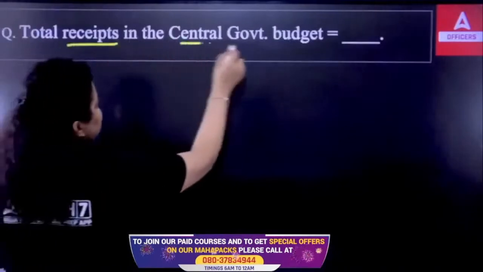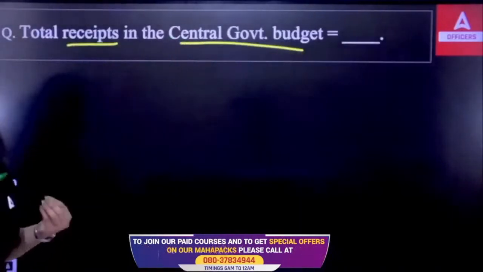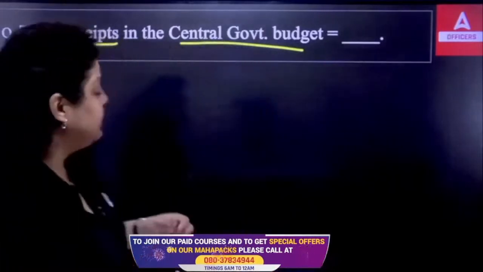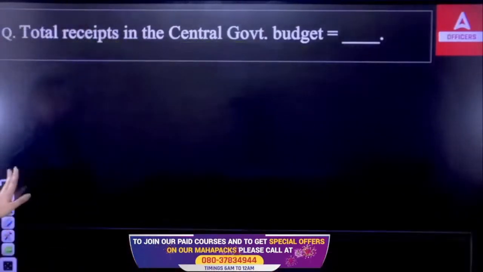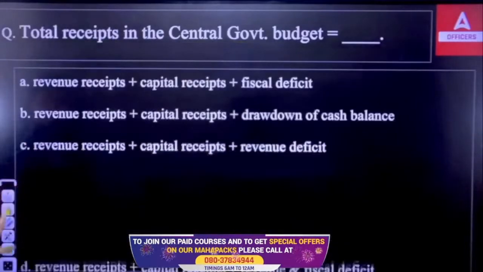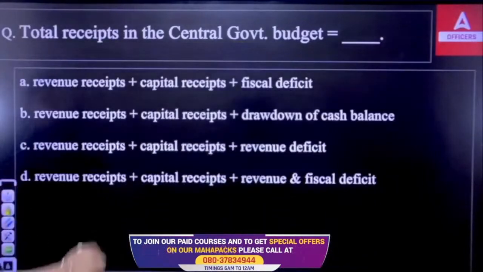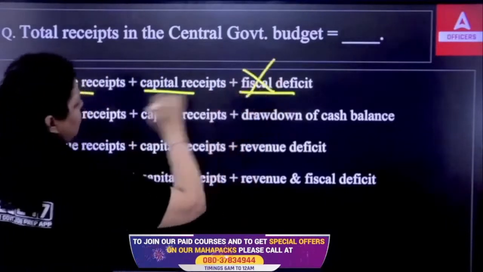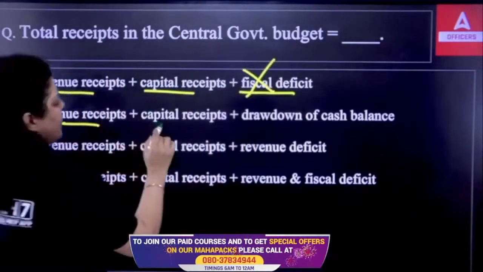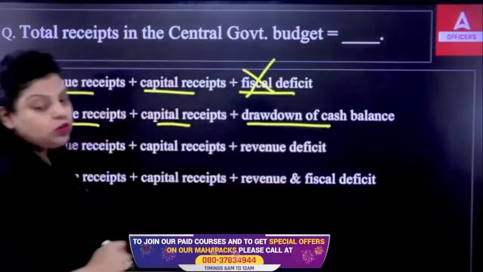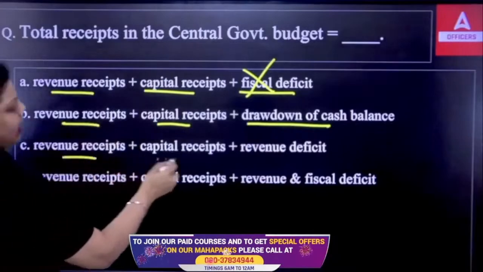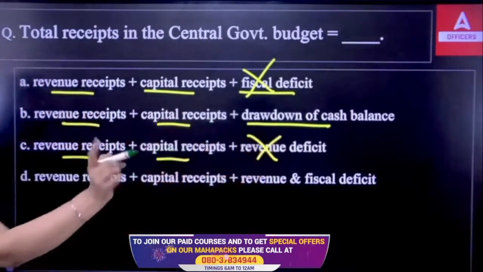Total receipts in the central government budget. Receipts means the income of the government. So from where the government of India is earning income, that you have to tell here. We have these four options. First, revenue receipts plus capital receipts plus fiscal deficit. It can't be true. Revenue receipts, capital receipts plus drawdown of cash balance can be true, because you have revenue receipts and capital receipts. Revenue, capital, again deficit. Deficit is not your receipt.